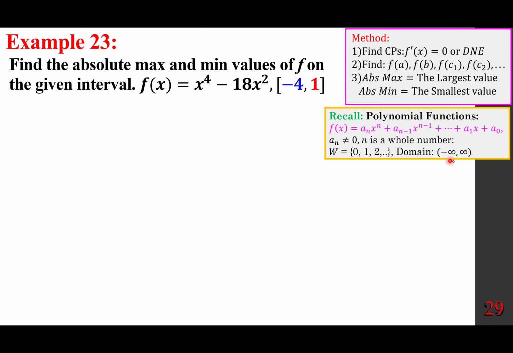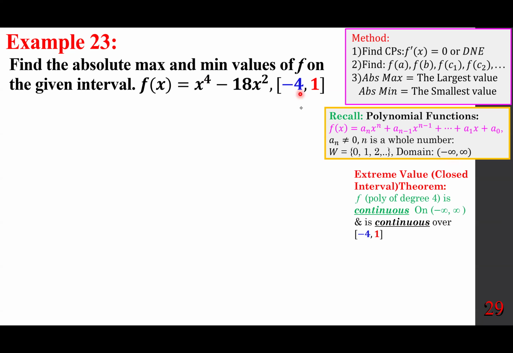Domain is always all real numbers. This is a polynomial of degree 4, which makes it continuous from negative to positive infinity. When we say domain, it means it's continuous. Therefore, it makes it continuous in the given interval of negative 4 to 1. And so we can move on with this method.